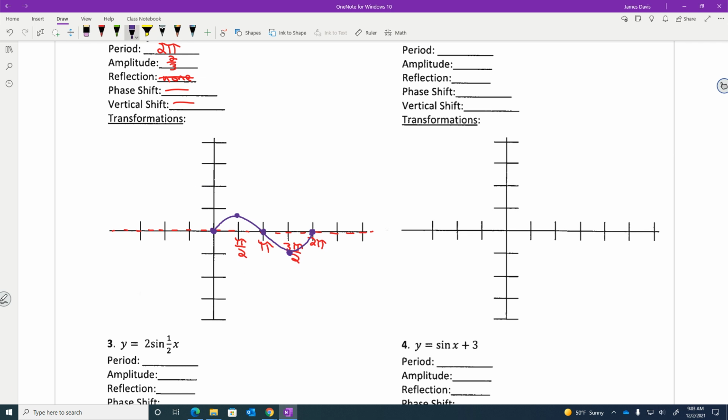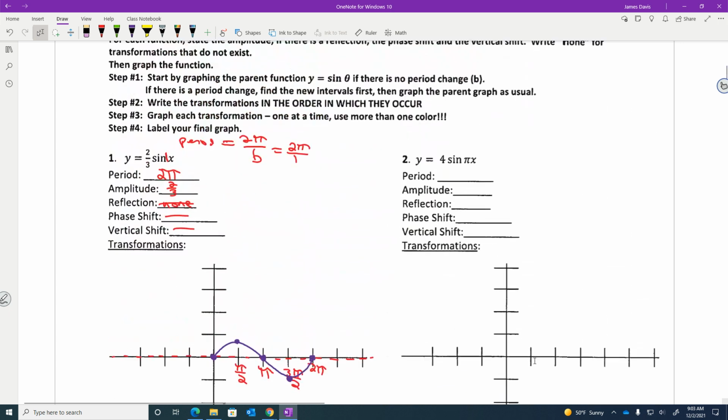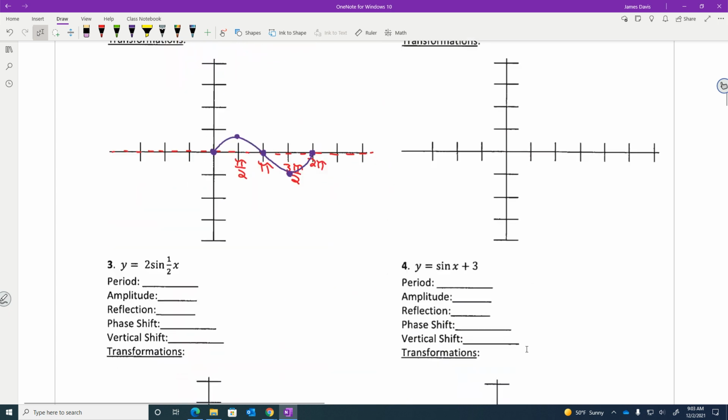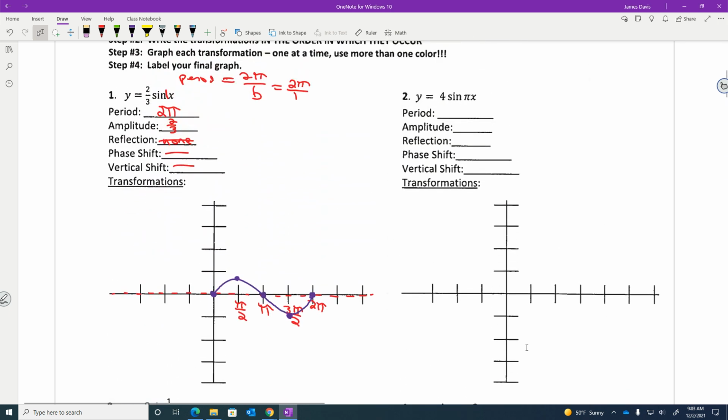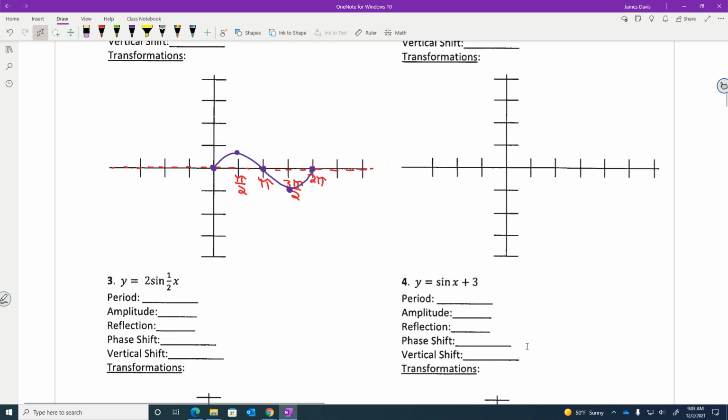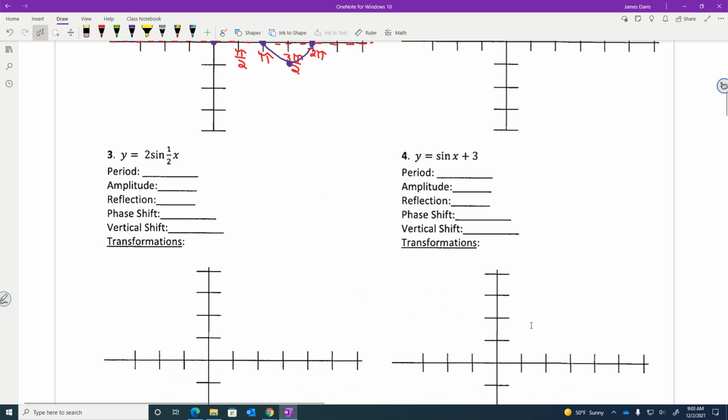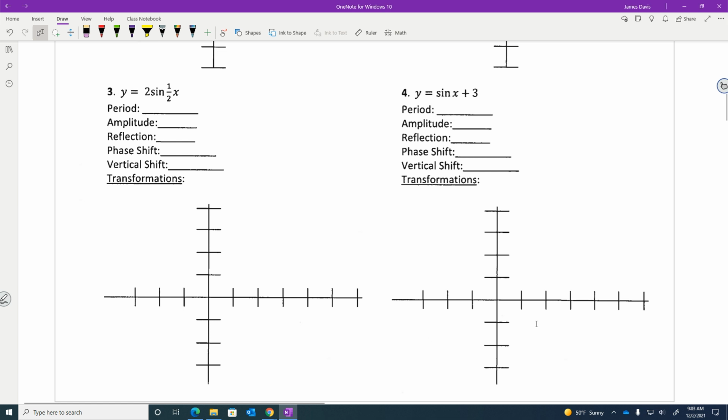Are you good with that start? All right. Let's try another one. Let's try this one here. So let's go ahead and label these first. The period. We know the period on this one. 4 pi. Yeah, 4 pi.